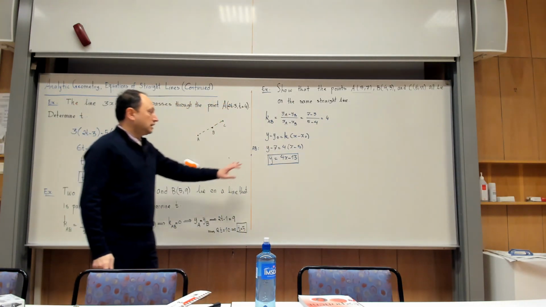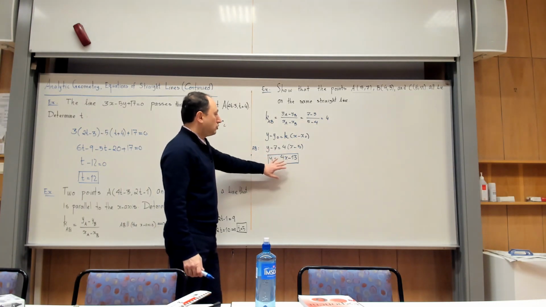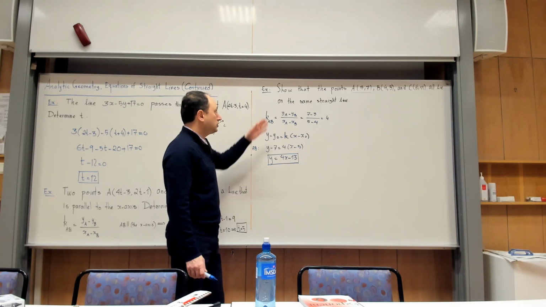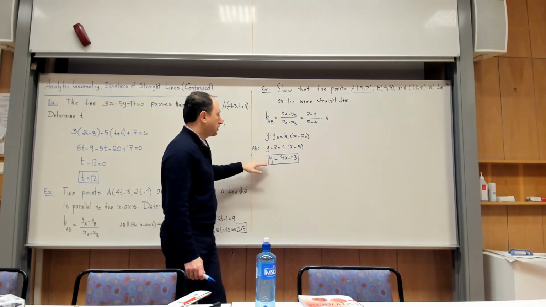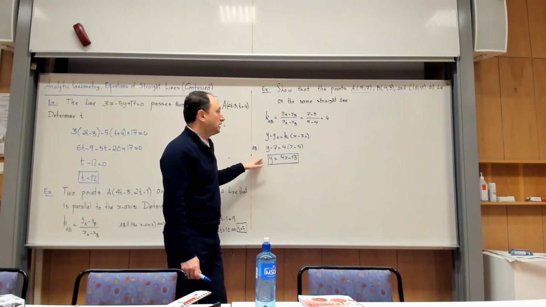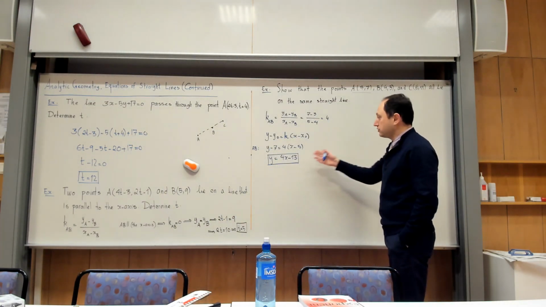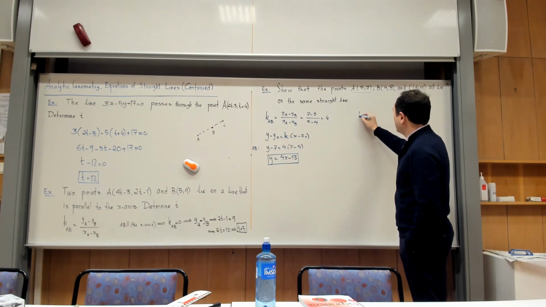And now I want to see if this is true or not. Is it passing through the third point or not? According to the claim of the problem, it should be the case. So what does it mean? It means that I check the coordinates of this point on this line to see if it is true or false. So instead of y, I put 11.